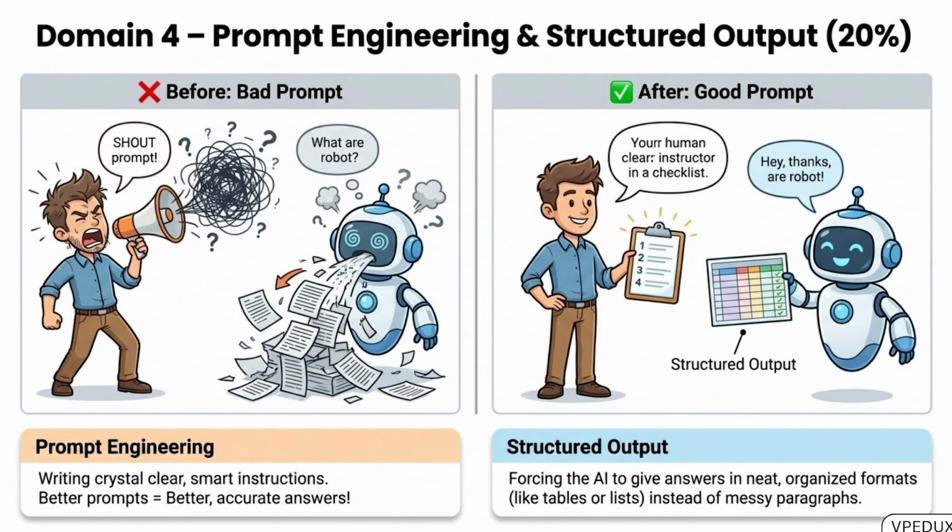Domain 4 is prompt engineering and structured output. It's about writing clear and effective instructions for Claude. Better prompts lead to more accurate outputs. It also emphasizes structured output, ensuring that responses are clean and organized, such as in tables, JSON, or lists, rather than unstructured paragraphs. This is a critical skill for building real world applications.